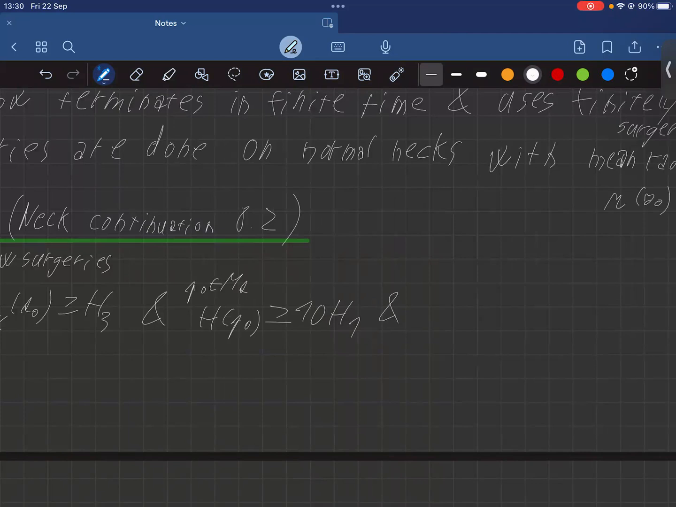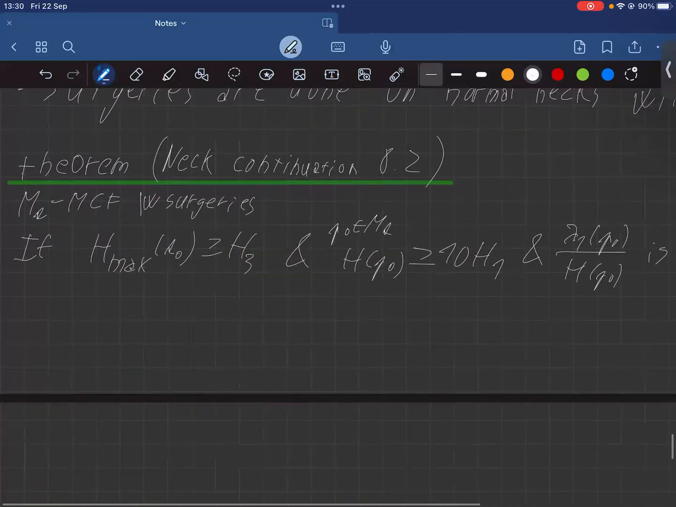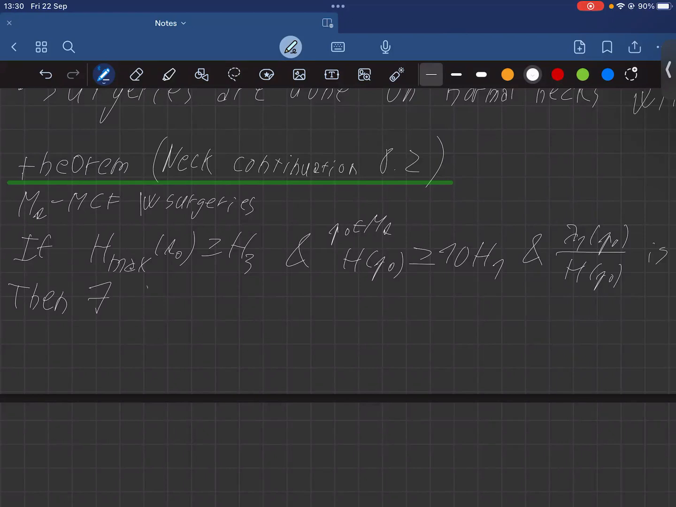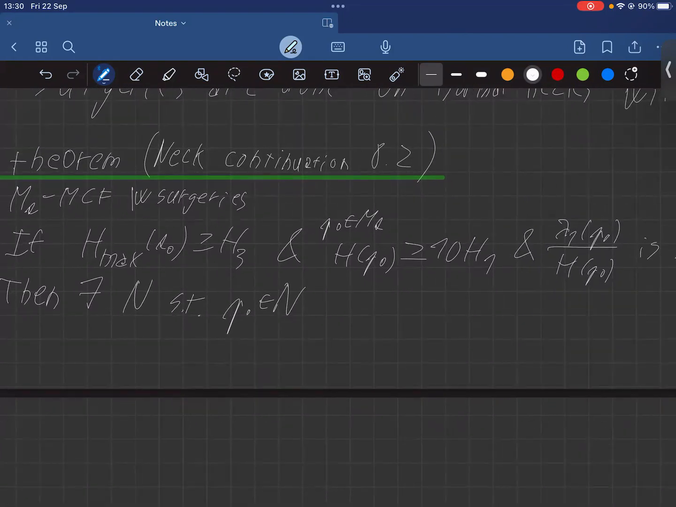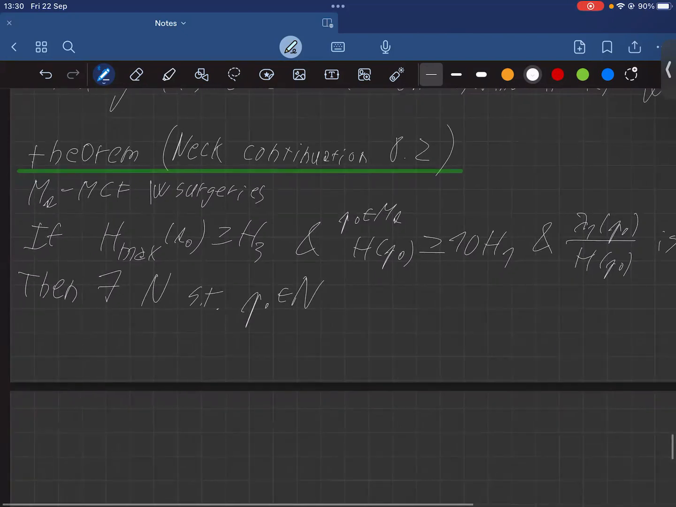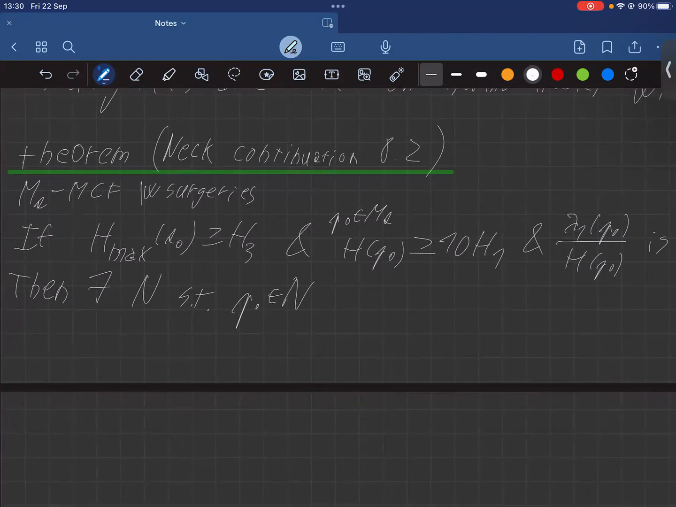And the lambda at our P0 is small. Let's put it like that. Then there exists some neck N such that P0 is on our neck, which is good because we want to get rid of it because it has high curvature. And again, one of two things happens.